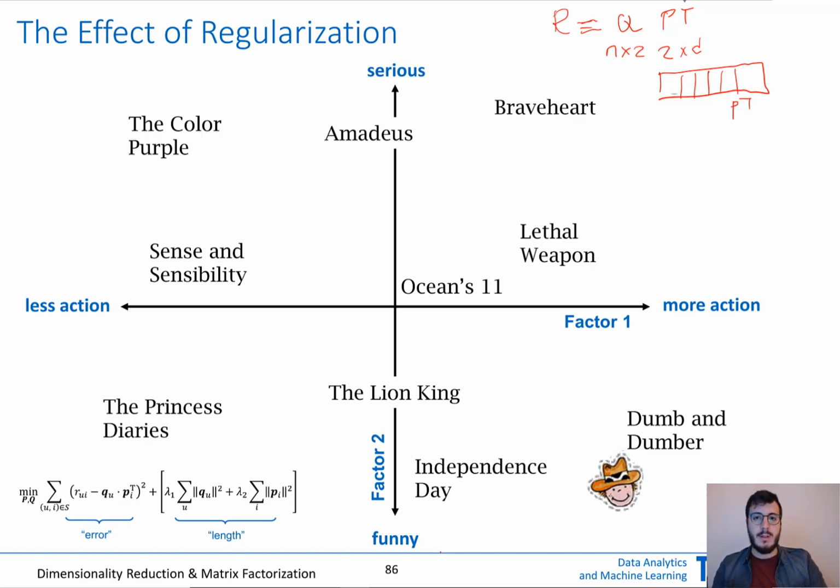So first, one thing that's interesting, if we learn Q and P transposed, we're going to see some interesting semantic meaning that is captured in these latent factors. For example, we see that the first factor captures the amount of action in the movies. As we go to the right, these movies have more action, and as we go to the left, these movies have less action. Similarly, the second factor, shown on the y-axis, seems to capture semantically the movies which are more funny versus the movies which are more serious. So more serious as we go up and more funny as we go down.